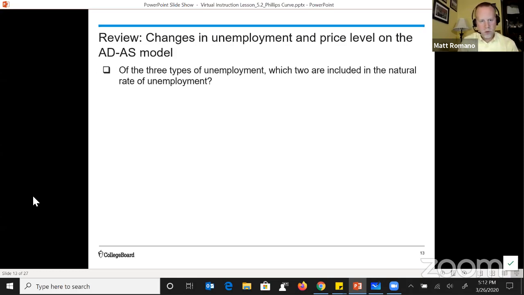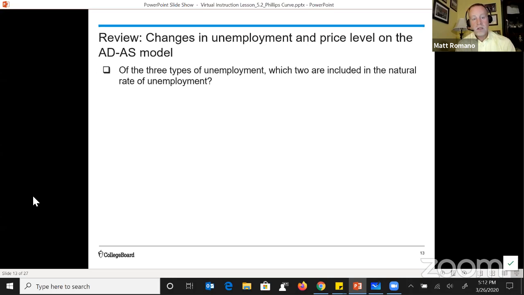Jot down your answer real quick. Remember, there are three types of unemployment. There's cyclical, there's frictional, there's structural. Of those three types of unemployment, when we refer to the natural rate of unemployment, which two exist? Which one is not there? Which one is at zero at the natural rate? One more reminder before I get to the answer. The natural rate of unemployment, what is that again?